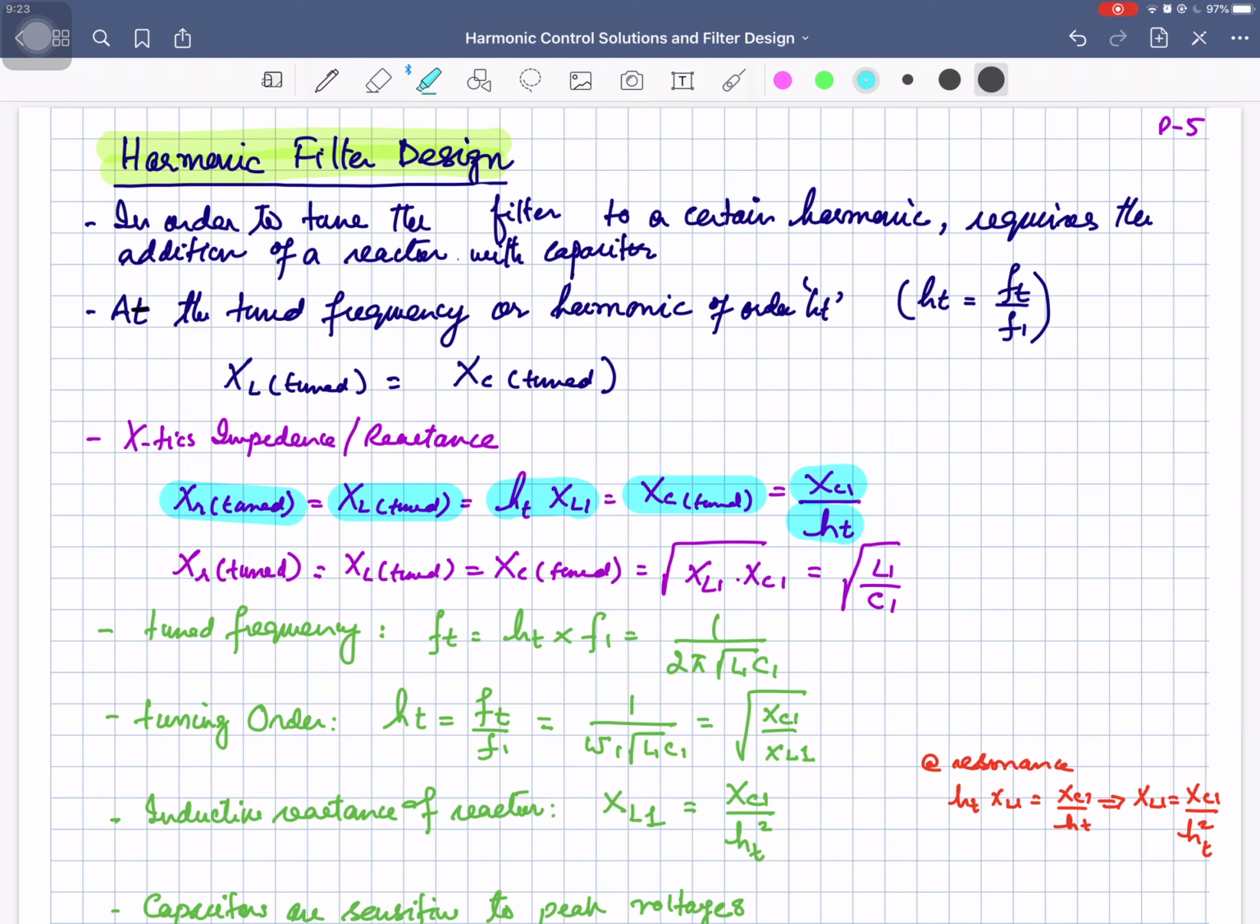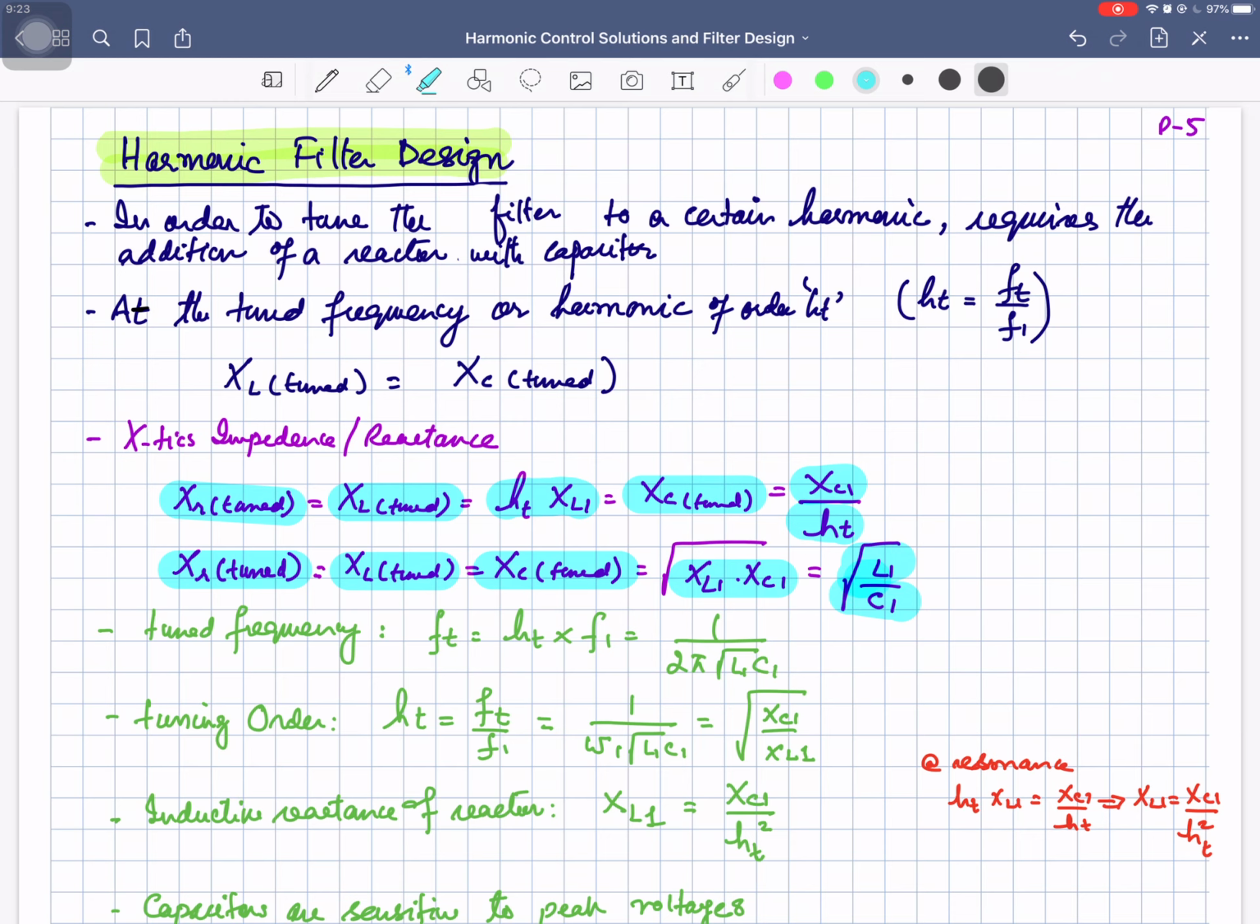So, the resonant reactance or characteristic impedance, that is equal to XL tuned and equal to Xc tuned, can be written as the square root of XL1 into Xc1, where XL1 and Xc1 are the reactances computed at the fundamental frequency, and this can be written as the square root of L1 by C1.